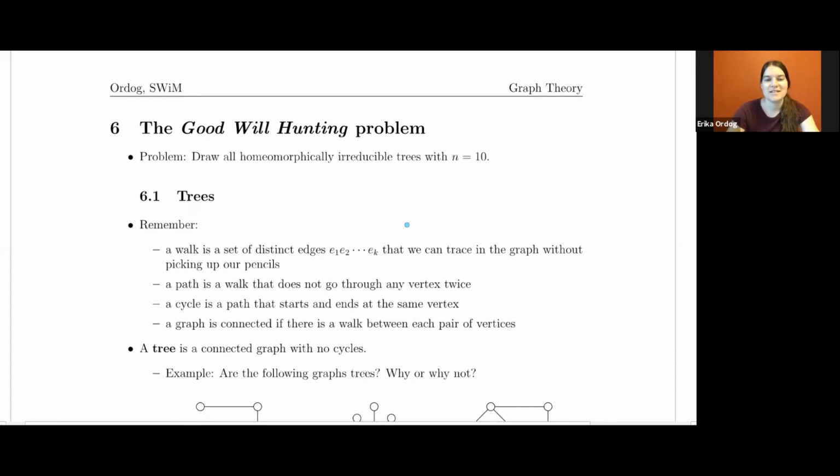Welcome back to the last lecture in this series on an introduction to graph theory. So today we'll be talking about a problem from the movie Good Will Hunting. If you haven't seen this movie, I highly recommend it. I think it's really good, especially if you like math.